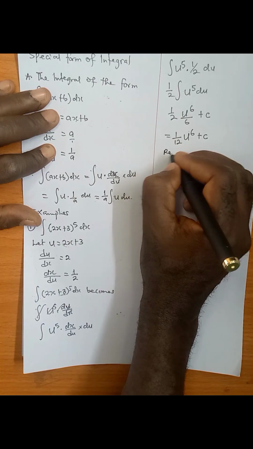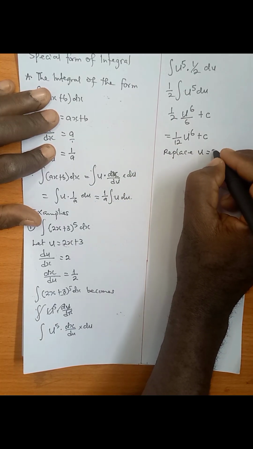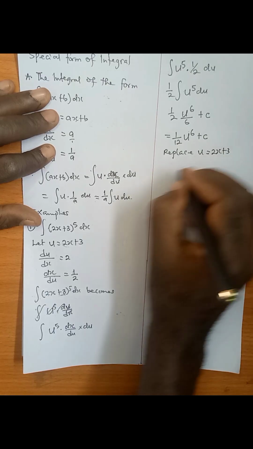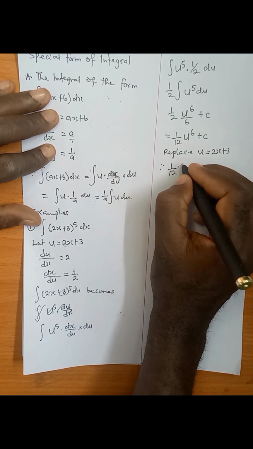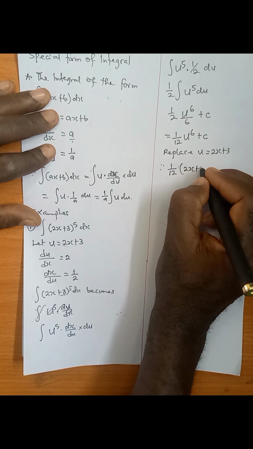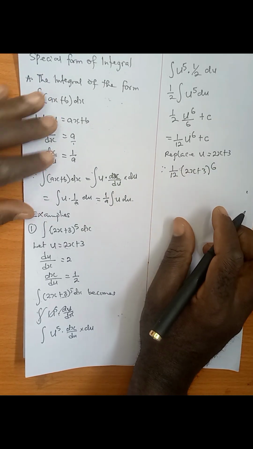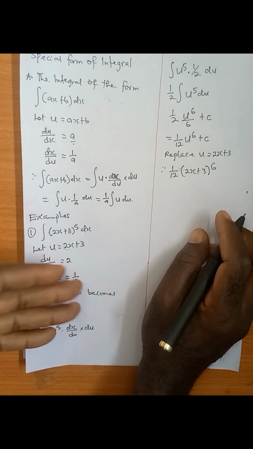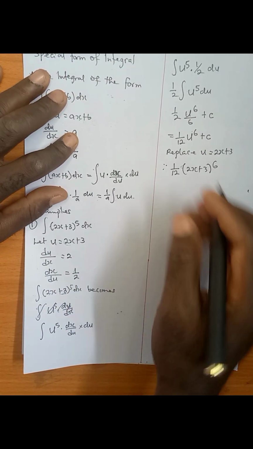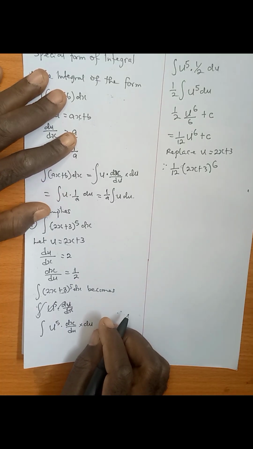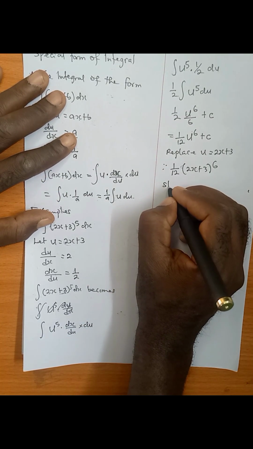Then we now replace our u, which is equal to 2x plus 3. Therefore, the integral becomes 1 over 12 (2x plus 3) raised to power 6. Now, this is the formal method of doing it. Assuming this one appears in objective, you don't need to follow all this procedure. There is a shortcut for this type. Now, let me show you the shortcut.